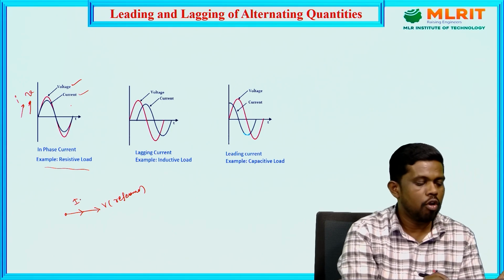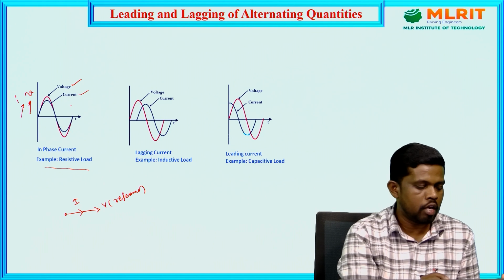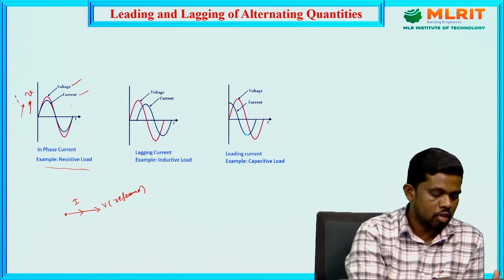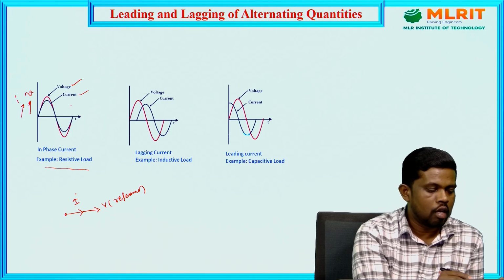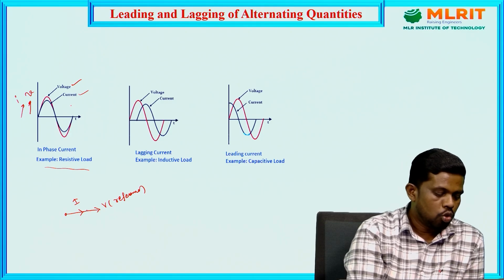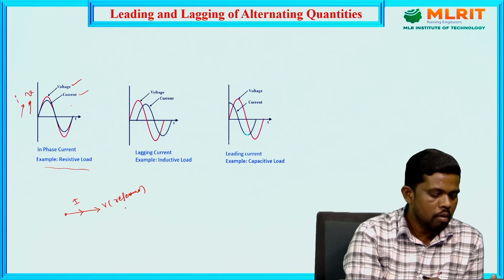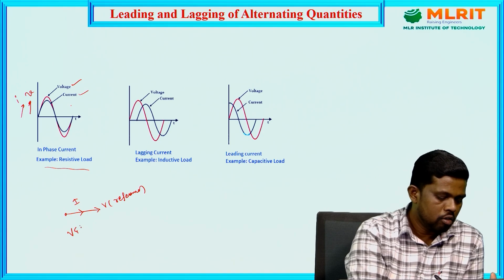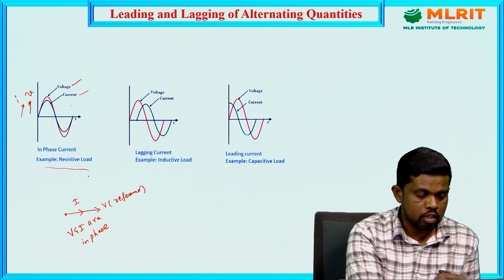So this is the graphical notation of these alternating quantities. If you keep this representation in the phasor diagram, it gives this. This is the phasor notation of the same two alternating quantities. With reference to the voltage phasor or voltage vector, the current should be in phase, so that V and I are in phase. That is, the voltage and current are in the same phase at this corresponding instant.